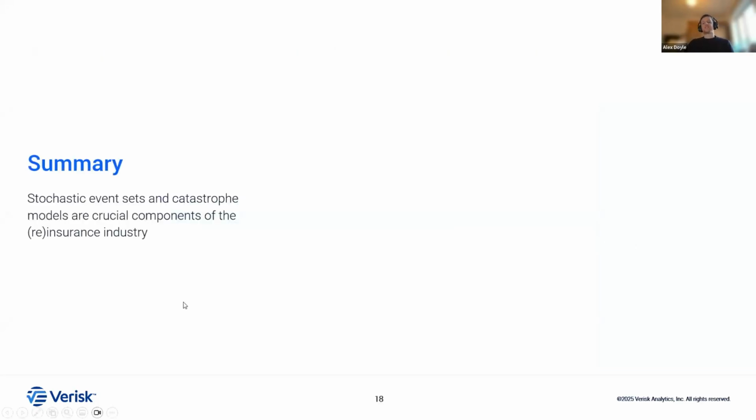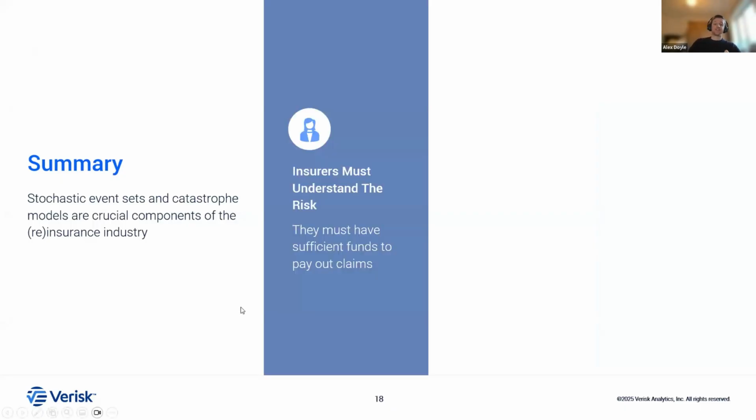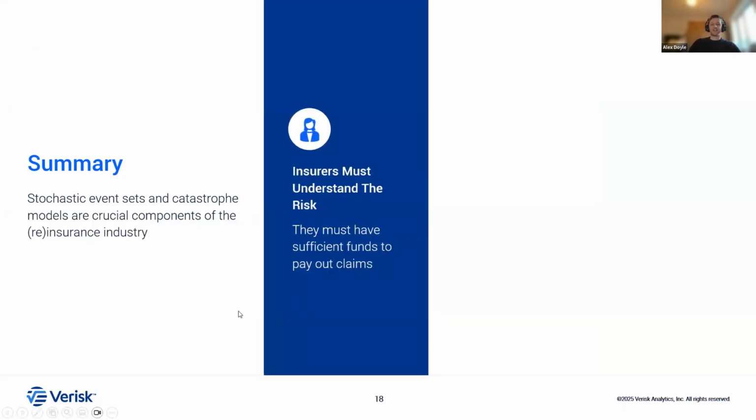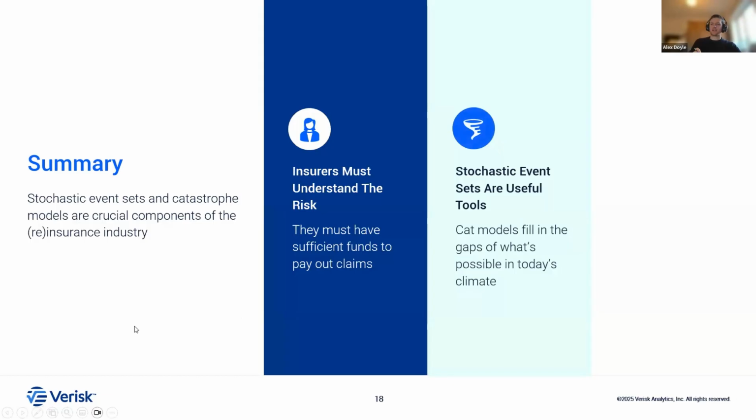So with that, we see that the stochastic event sets that underpin catastrophe models are crucial components of the insurance industry. We've summarized today the what, the why, and the how, showing that insurers have an onus to understand the risk that they underwrite. They should have sufficient funds to pay out any valid claim in the event of a catastrophe or sequence of catastrophes. And we've shown how stochastic event sets are incredibly useful tools to do this. They fill in the gaps of what's possible in today's climate.